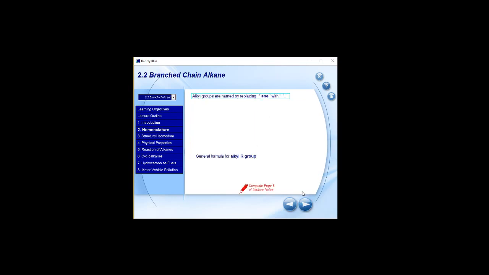Alkyl groups are named by replacing -ane with -yl. The general formula for alkyl group is CnH2n+1. The first member of the alkyl group is CH3, known as methyl. The second member, C2H5, is known as ethyl, followed by C3H7, which is also known as propyl. Next, we are going to watch a short clip on the alkyl groups.